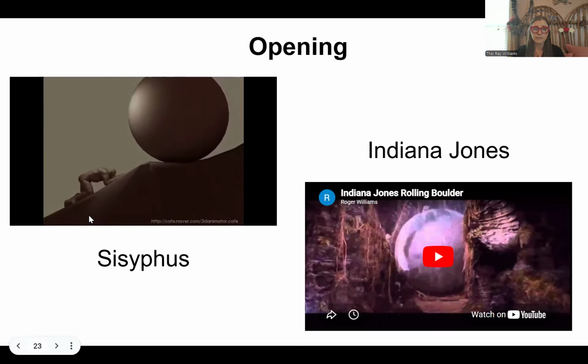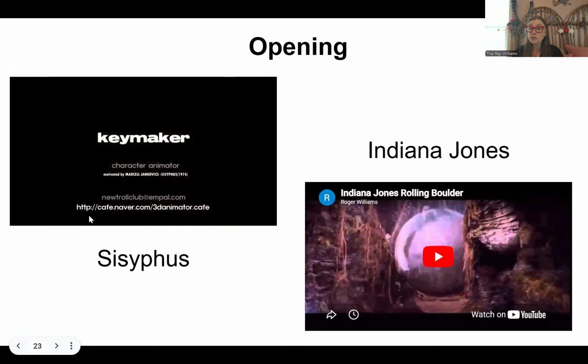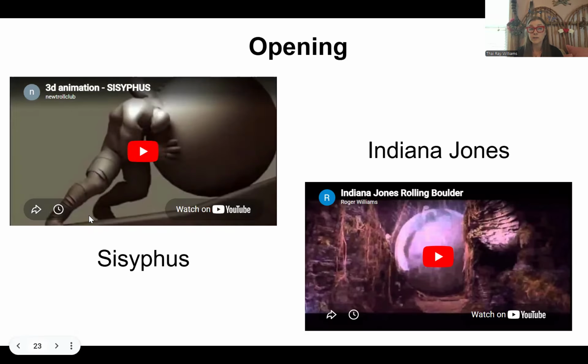And now look at him. So if we don't provide an opening, think about that. That's what students are doing. They're starting off hard. They're starting off without having an idea of what they're doing or what's to come. And that can be equated to Sisyphus pushing that boulder, pushing that boulder, pushing that boulder up that hill. Now let's look at what the Indiana Jones method might look like.